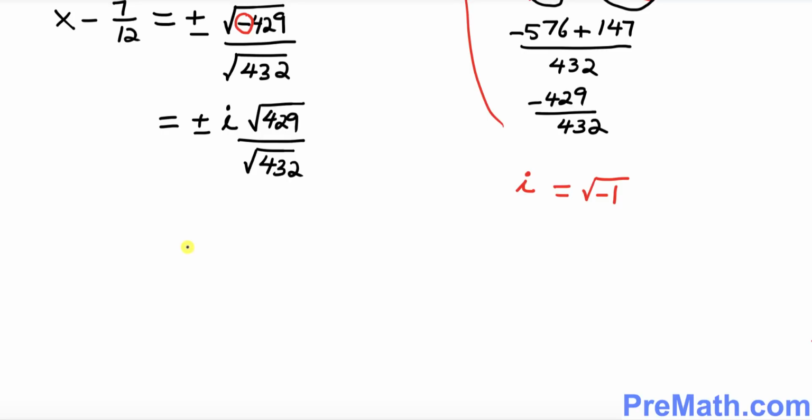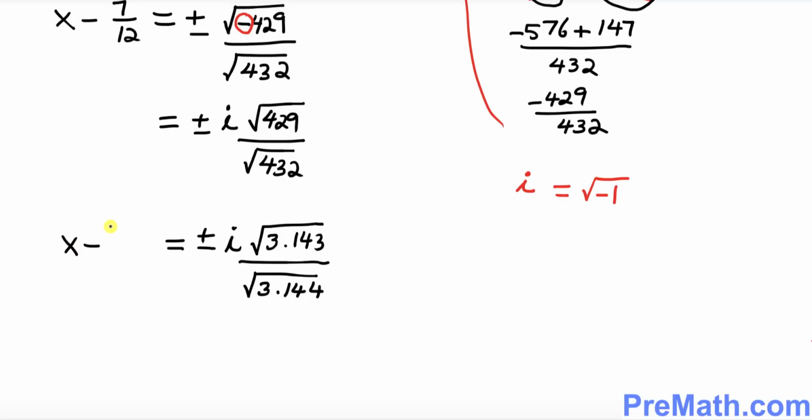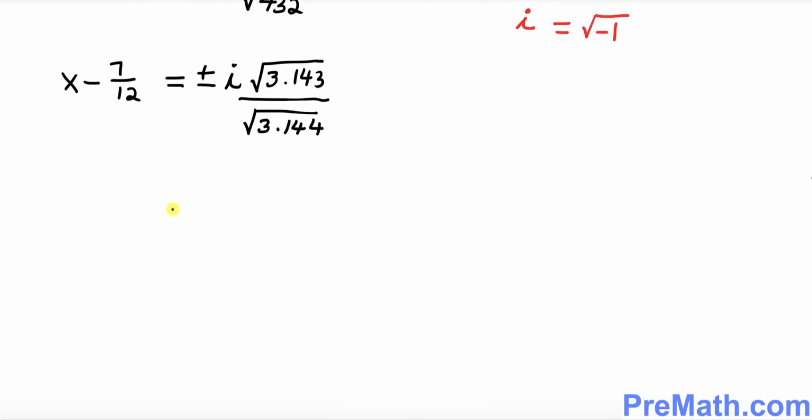So let's go ahead and take care of one more thing. Positive or negative i is still there. I'm going to simplify this a little bit. 429 could be written as 3 times 143, isn't it? So 3 times 143 divided by 432 could be written as 3 times 144, isn't it? And still on the left hand side we have x minus 7 over 12. So we are pretty much done now.